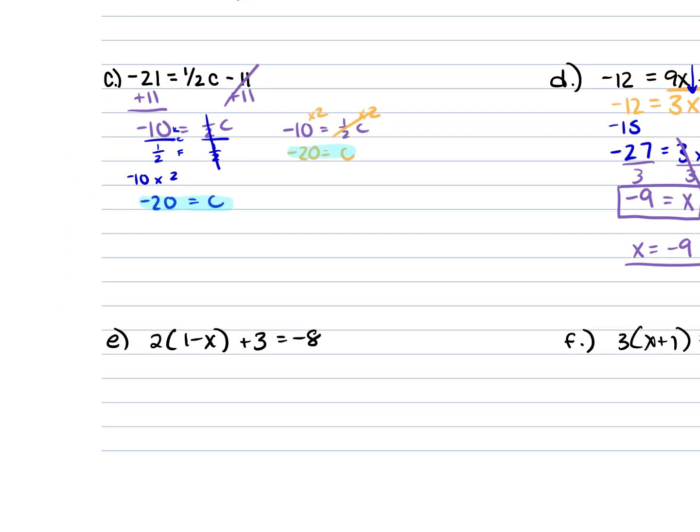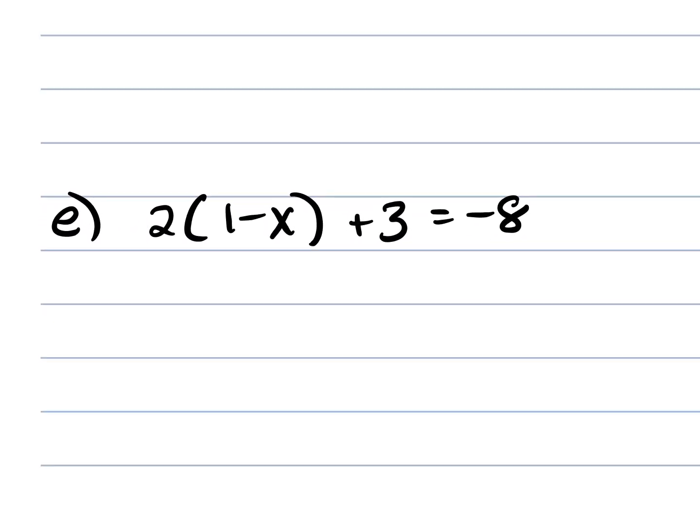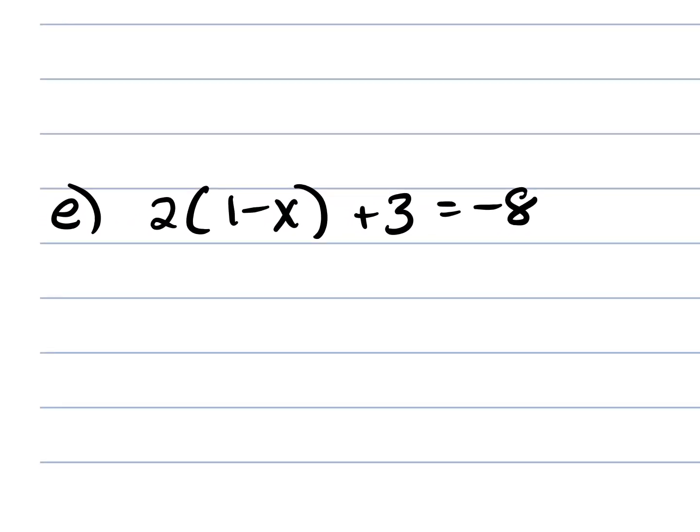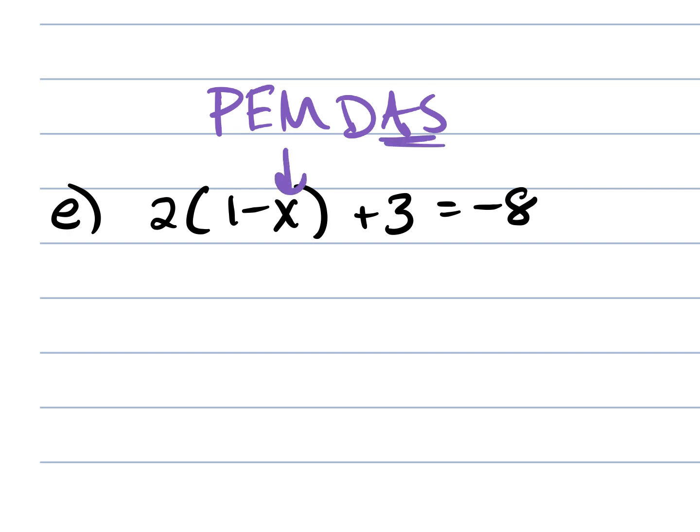All right, let's look at the next one. E. So I'm doing PEMDAS backwards to solve. Remember, I want to get the x all by itself. So I start with anything that is addition or subtraction. So here I have the plus 3. The opposite of plus 3 would be minus 3. So I subtract 3 on both sides to move it to the other side.